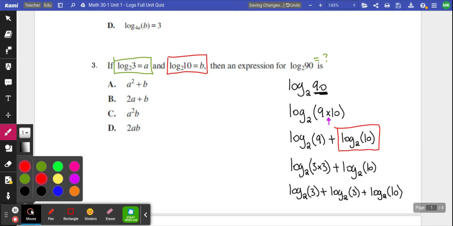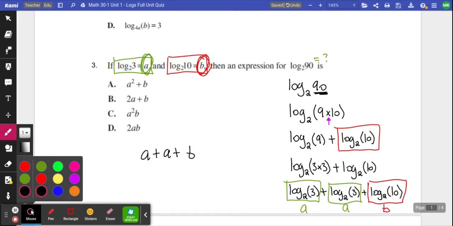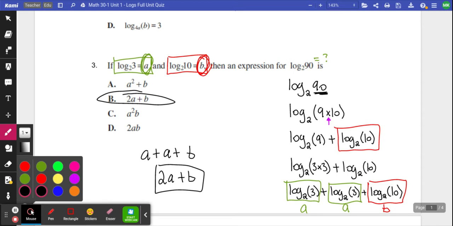And now I know what all of these things equal. My log 2 of 3's, both of those are equal to a. My log 2 of 10 is equal to b. That means I have a plus a plus b, which is 2a plus b. The answer is b.